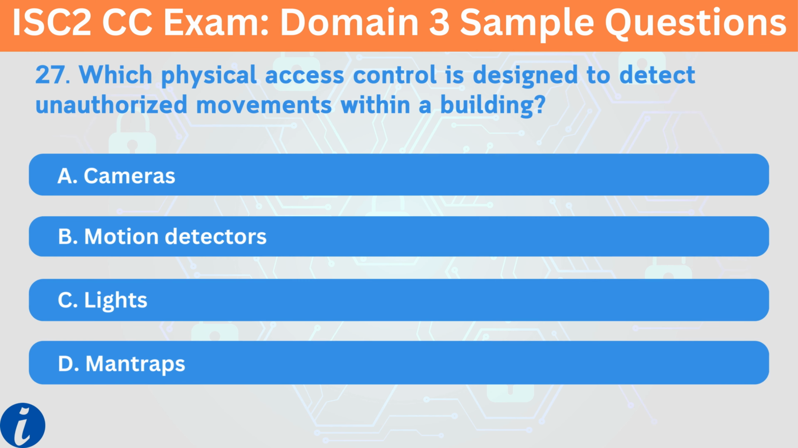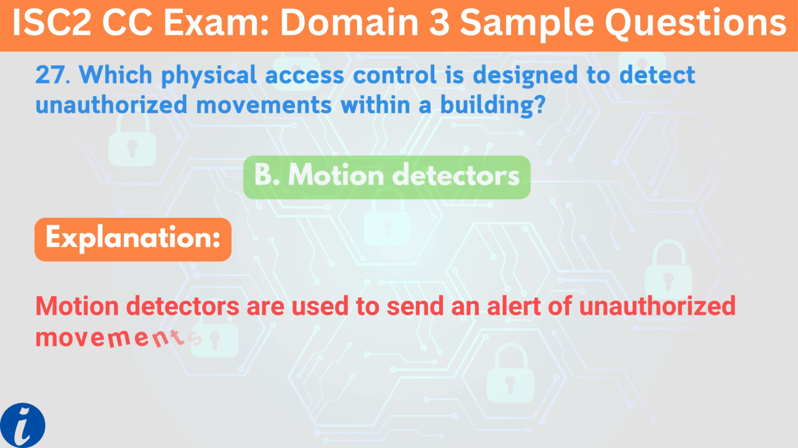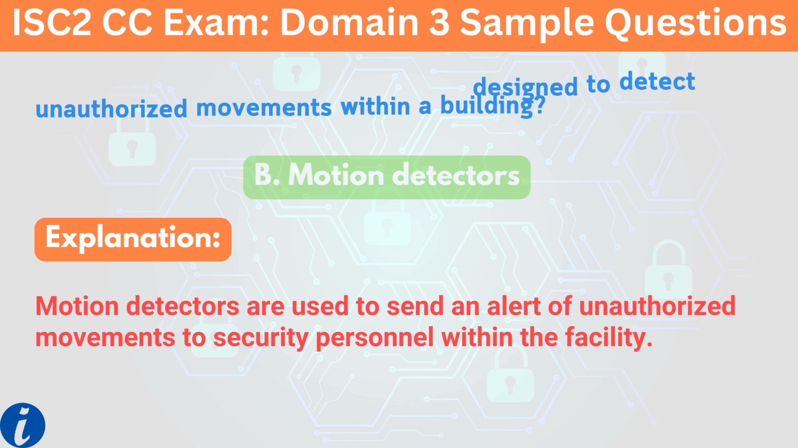27. Which physical access control is designed to detect unauthorized movements within a building? A. Cameras. B. Motion detectors. C. Lights. D. Mantraps. The correct answer is B. Motion detectors. Explanation. Motion detectors are used to send an alert of unauthorized movements to security personnel within the facility.